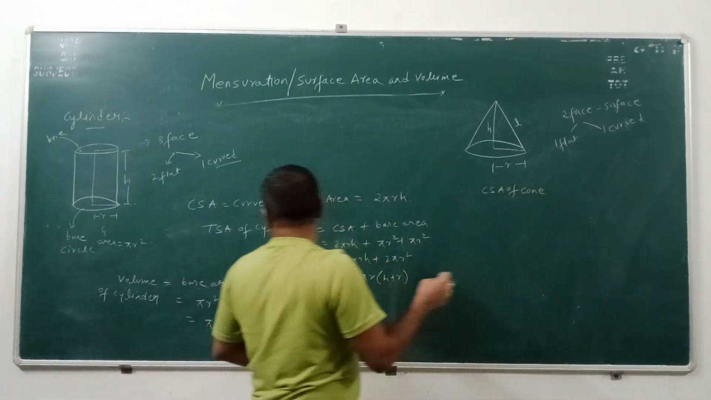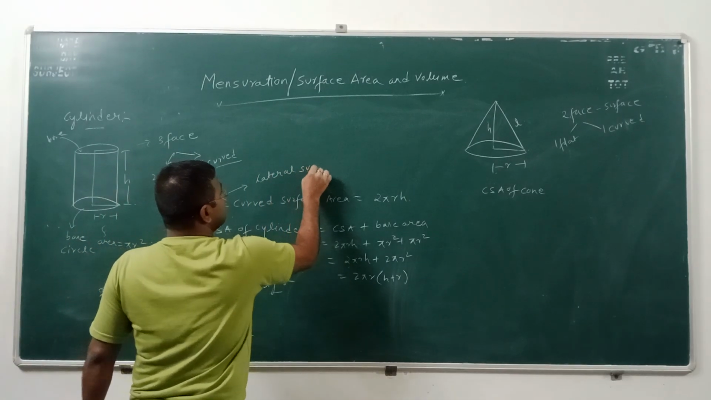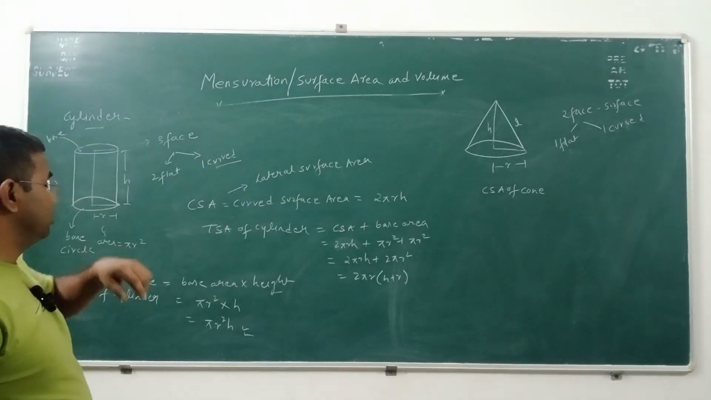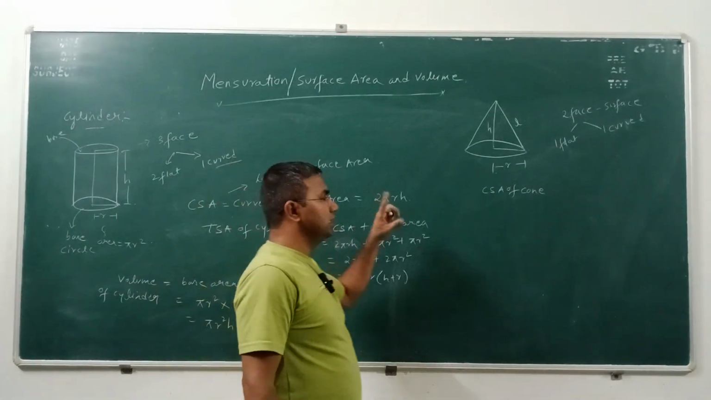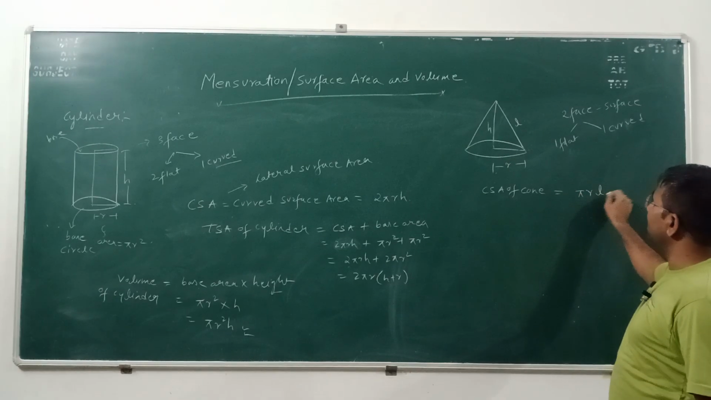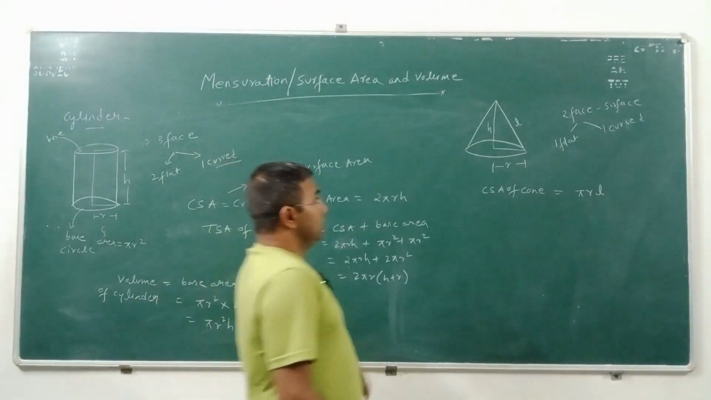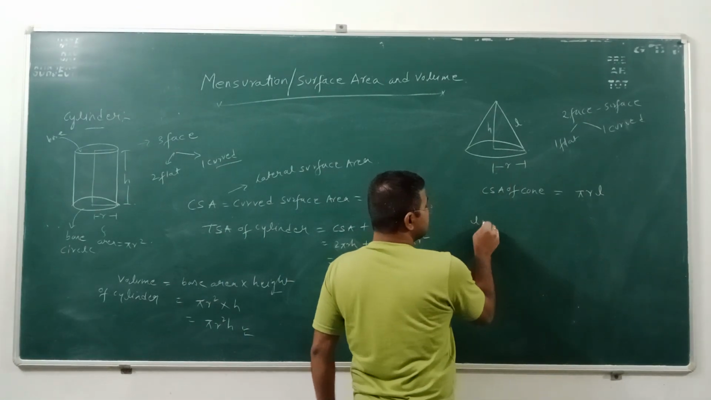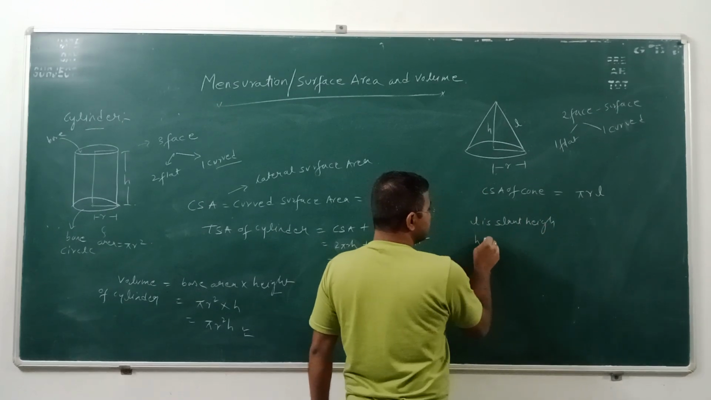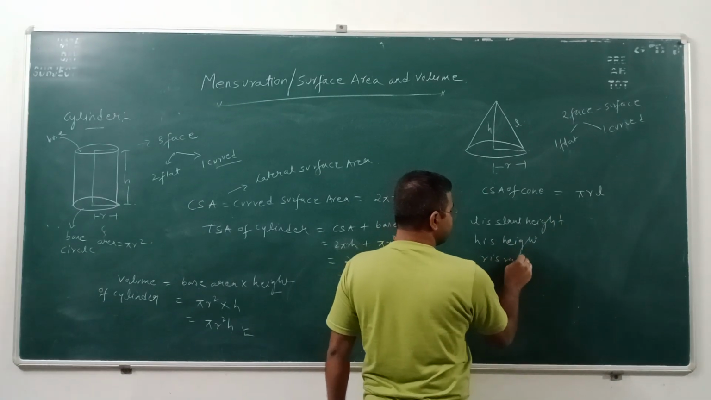Now see the CSA of cone. One thing I would also like to tell you: CSA is also called lateral surface area. Don't forget. Suppose in any question the lateral surface area of a cylinder or cone is given, don't get confused; it is the same thing. CSA and LSA are the same. Now the CSA of cone can be written as pi rl, where l is the slant height, h is the height, and r is the radius.